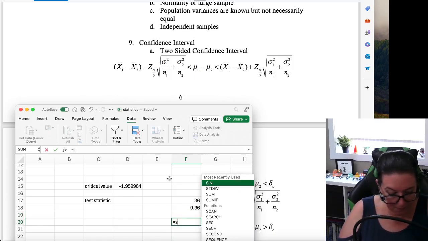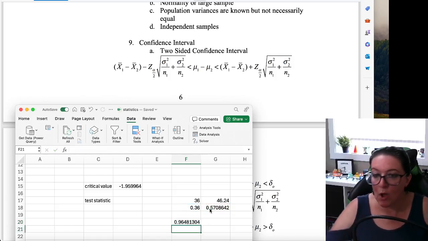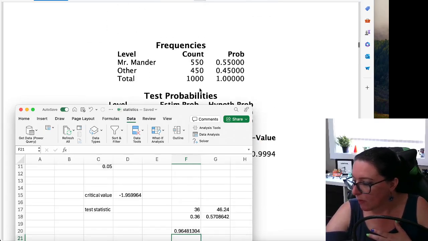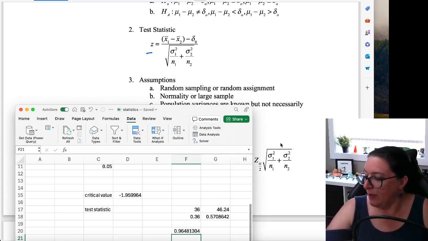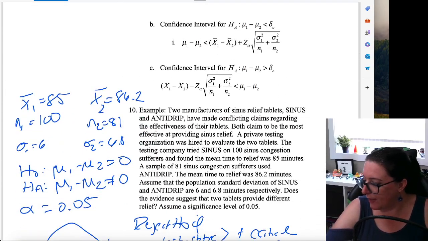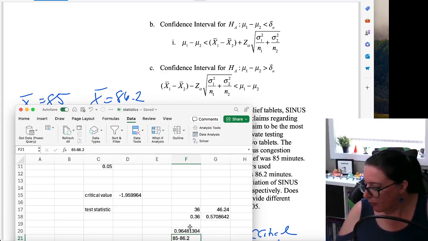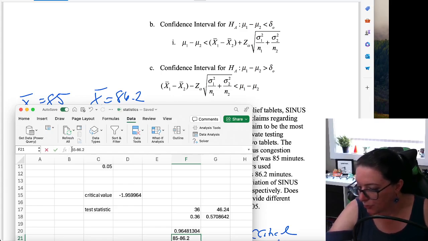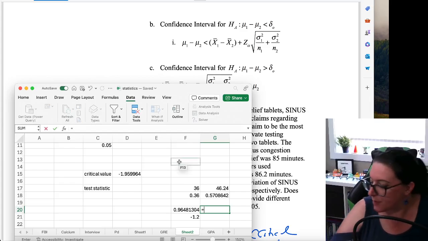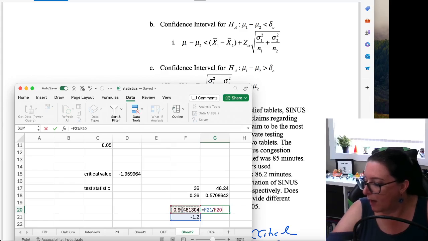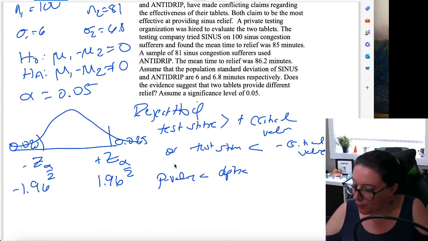So equals square root, open parentheses, that number plus that number. Okay, so we have now found the bottom of that formula. The top of the formula is the difference between the two sample averages. So x bar 85 and 86.2: 85 minus 86.2, and put an equals in front of it so that it will actually do the calculation. For our formula then, equals the difference between the two samples divided by the square root, we get negative 1.243.